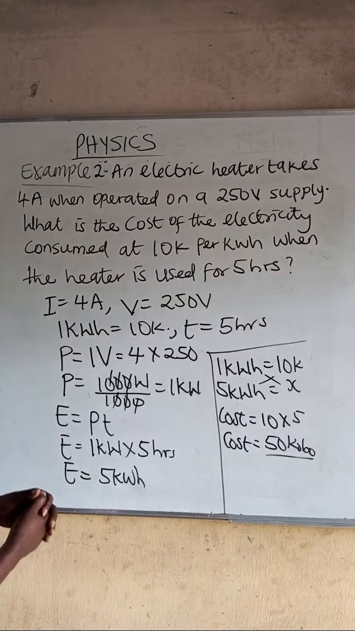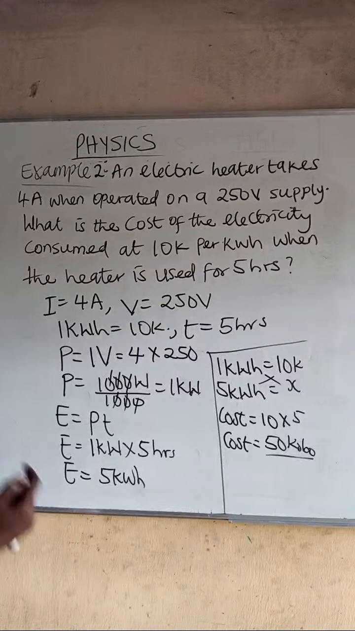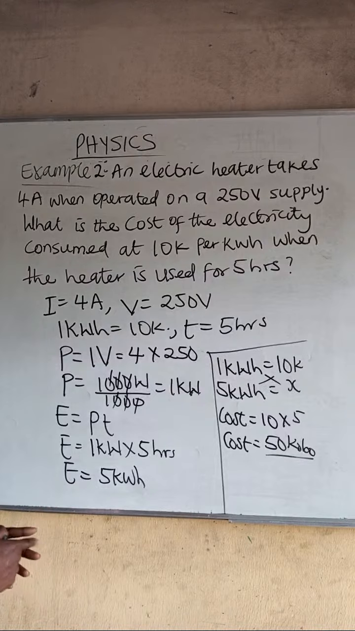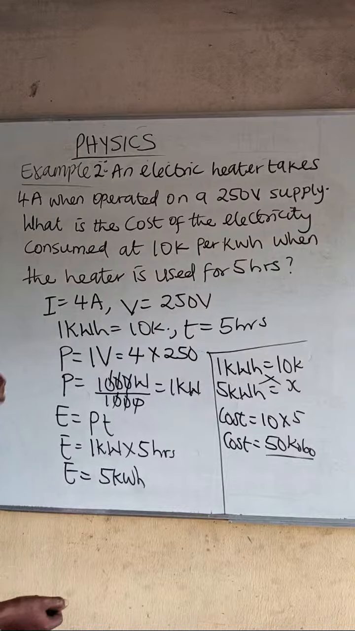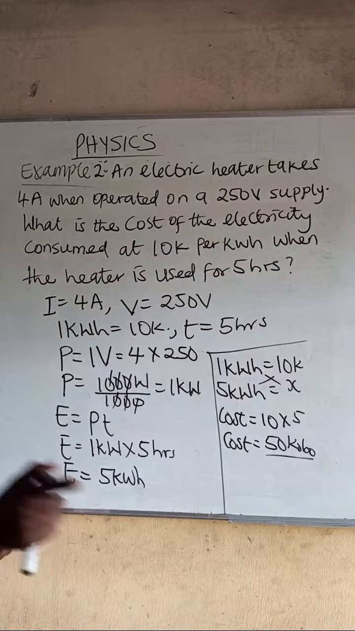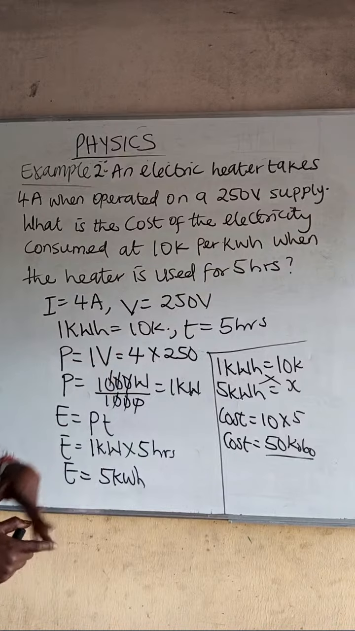Let me do a recap. An electric heater takes 4 amperes when operated on a 250 volt supply. What is the cost of the electricity consumed at 10 kobo per kilowatt hour when the heater is used for 5 hours? Now, what do we do in this question? We already know that the current is given as 4 amperes. Potential difference V is given as 250 volts. A unit, which is 1 kilowatt hour, is sold at 10 kobo. And we are given time of 5 hours.